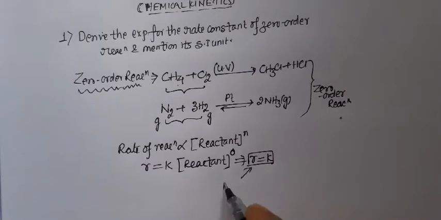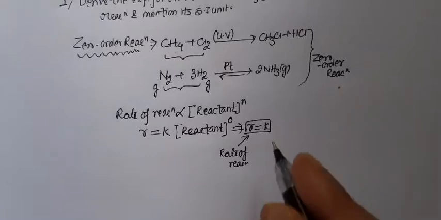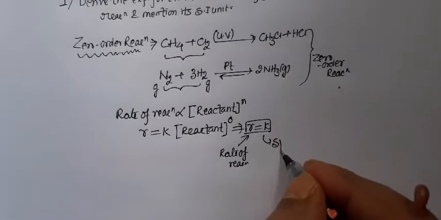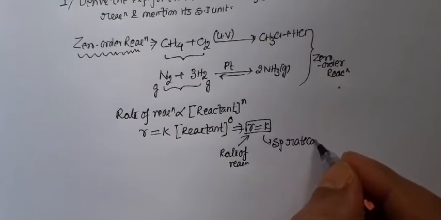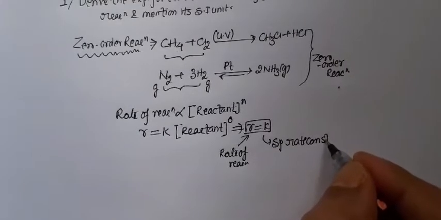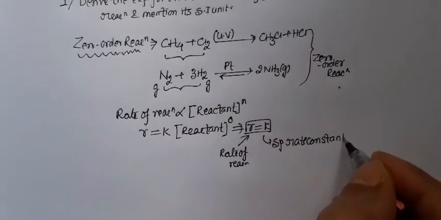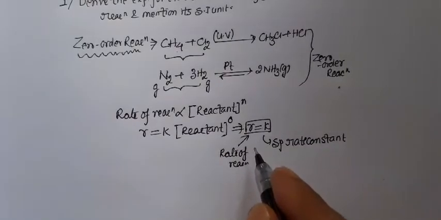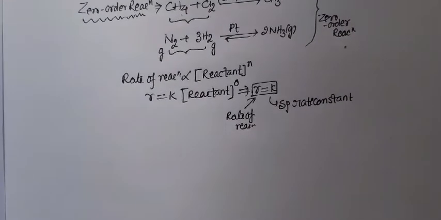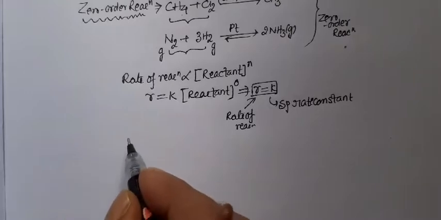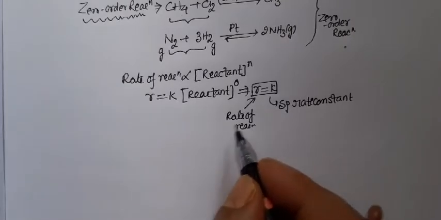R stands for rate of reaction and K stands for specific rate constant. So we can say that for zero order reaction, the rate of reaction becomes equal to the rate constant, rather the specific rate constant. Now let us try to find out the expression for K.